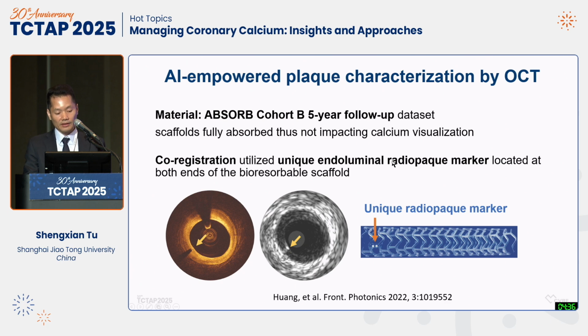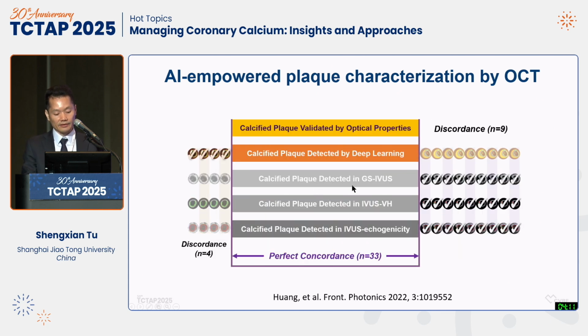And in order to make sure that we are comparing the same cross-section, we are using the radio-opaque plaque marker. So using the ABSORB cohort at 5 years follow-up, when the scaffold was fully absorbed, but the radio-opaque marker is still visible there, you can identify it from either IVUS or OCT. You will make sure that you are comparing the same cross-section. And this is the result, as you can see.